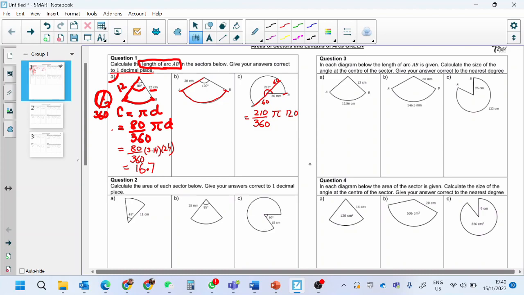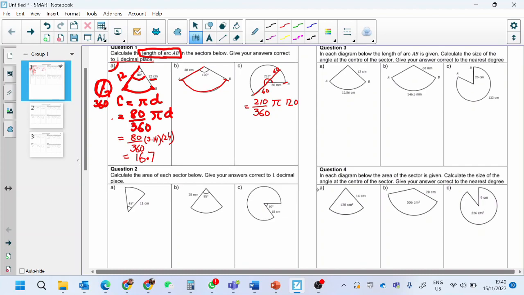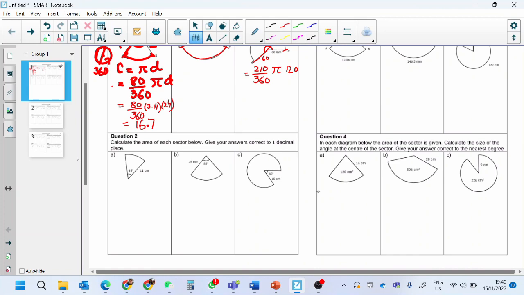Okay, in the next question, number 2, it says calculate the area of each sector below. We have to calculate the area of each sector and give the answer to one decimal place. If it's one decimal place, then after the decimal we just write one figure. Here we can see that the radius is 11 centimeters, and the angle is 45.